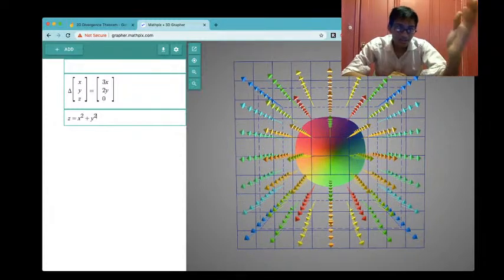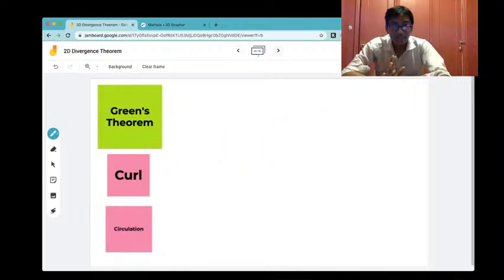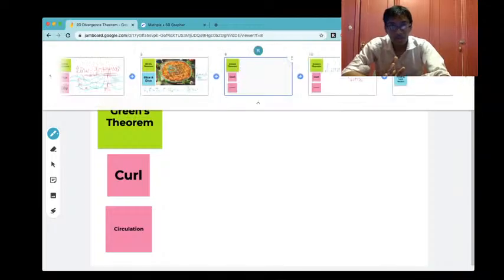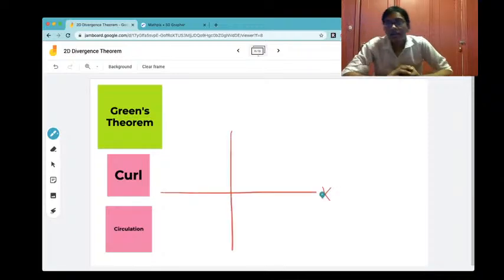Now, using Green's theorem, we found out yesterday that the line integral is actually connected to the concept of curl. So let me show you what I mean. First and foremost, let's see what I just demonstrated. Let's go to the x and y axes, right?